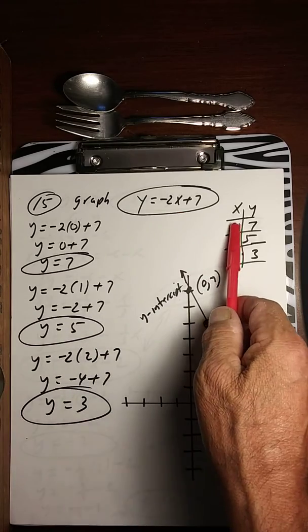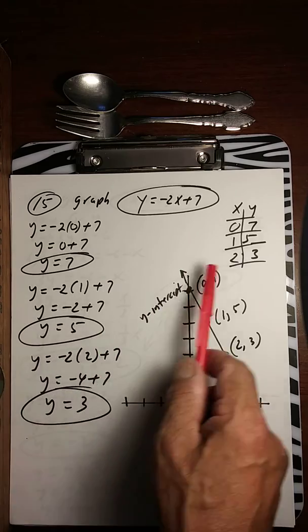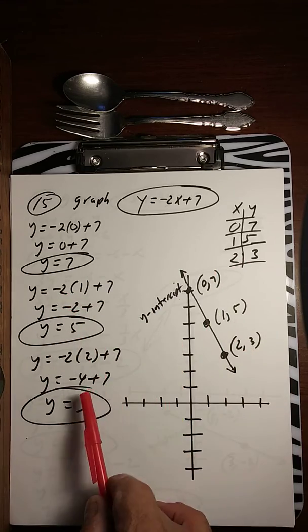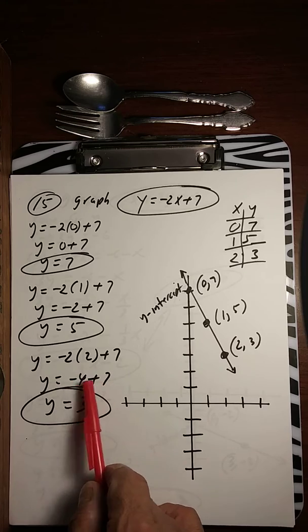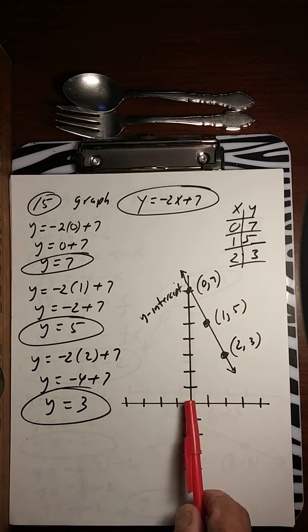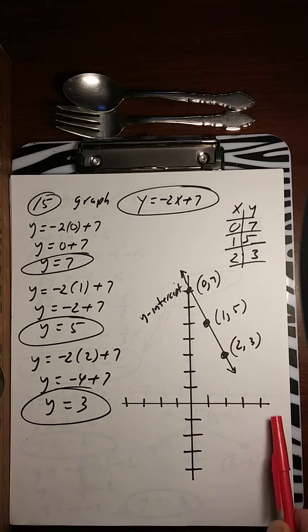Negative 2x plus 7. Put some numbers in there. Put in 0: 0 plus 7 is 7. Put in 1: negative 2 times 1 is negative 2, and 7 minus 2 is 5. Put in 2: 2 times negative 2 is negative 4, and 7 minus 4 is 3. So we have the points 0, 7; 1, 5; and 2, 3, up 3 spaces. Connect the dots, or calculator. Yes, of course. Let's do that.